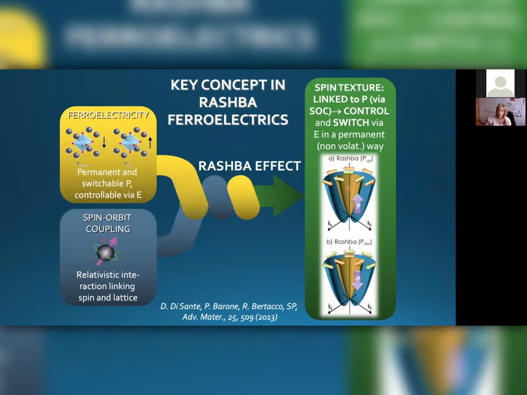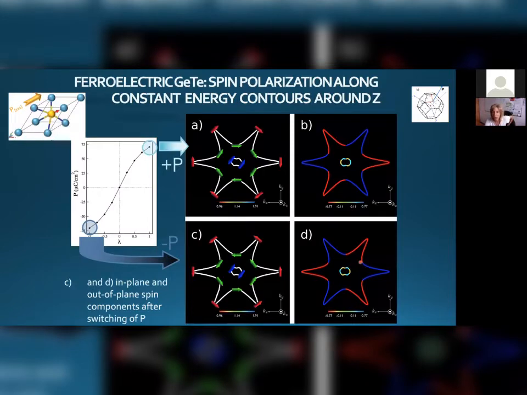If you now switch polarization, so you apply an electric field which is opposite, actually one can also permanently and non-volatile way switch the spin texture. So you basically achieve the electric control of spin degrees of freedom. So that was the concept which we actually put forward back in 2013 by first principle calculation in germanium telluride, which is one of the simplest ferroelectrics known.